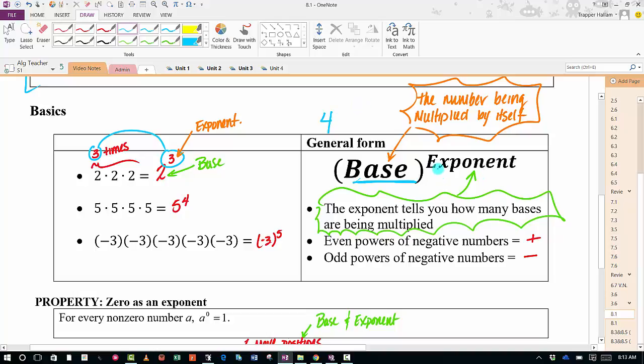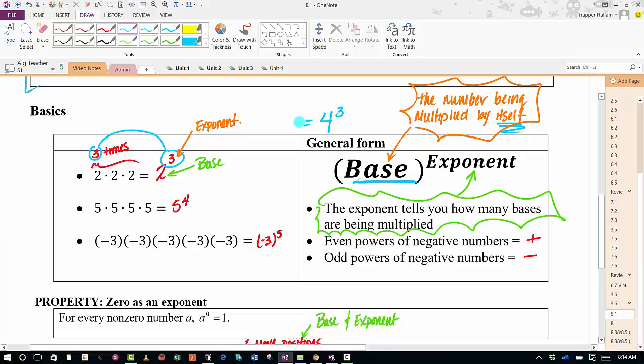The base is the number that's being multiplied. The exponent tells you how many times it's being multiplied by itself. Okay, that's the key here. It's the same number. So if I have a 4 here, which is my base, and then I refer to, let's say, 3 times, it means it's going to be 4 times itself 3 times. That's what that actually means.